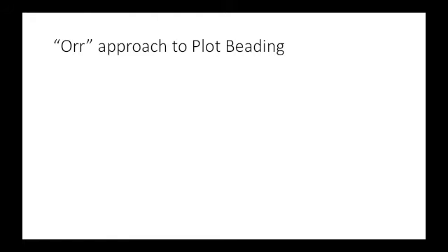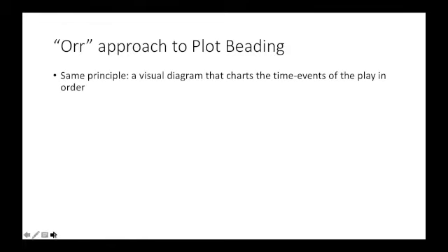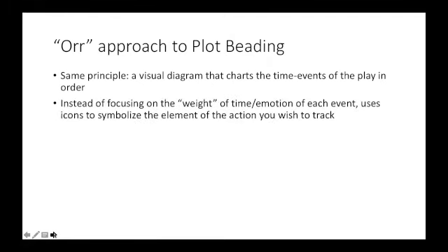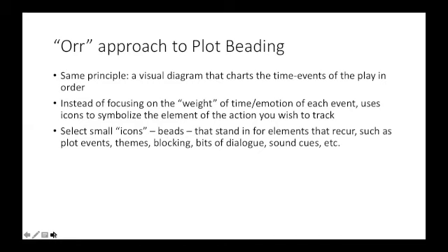Similarly to Scanlan, the goal here is to make a visual diagram that charts the time events of the play in order. But instead of using abstract shapes, this approach calls for the use of icons to symbolize the elements of action you wish to track. With this method, you invent or devise small icons, beads, that stand in for elements that recur, such as plot events, themes, blocking, bits of dialogue, sound cues, etc.